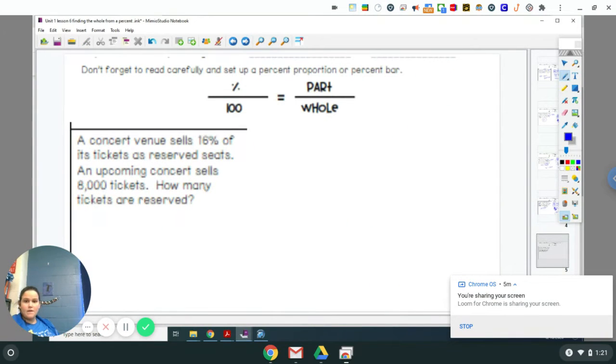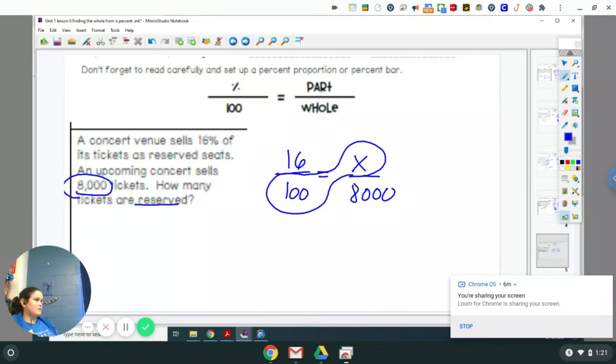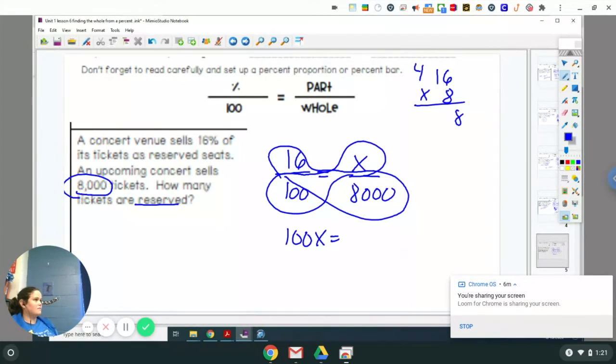Okay, let's try another one. A concert venue sells 16% of its tickets as reserved seats. And an upcoming concert sells 8,000 tickets. So that's your total tickets. How many are reserved? Okay, so you have 16% over 100 is equal to X over 8,000. So do your butterfly. So 100 times X is just 100X. And then I'm going to do 16 times 8,000, or I'm just going to do 16 times 8, and then add 3 zeros to the end.